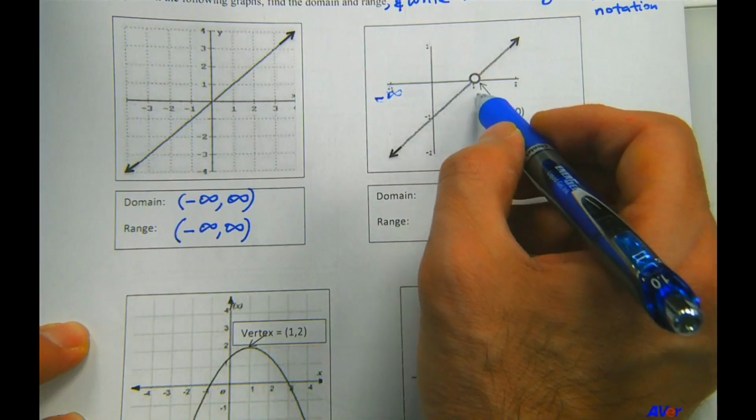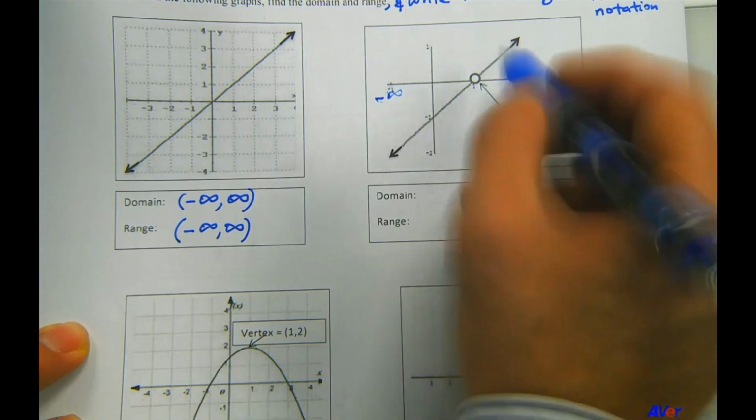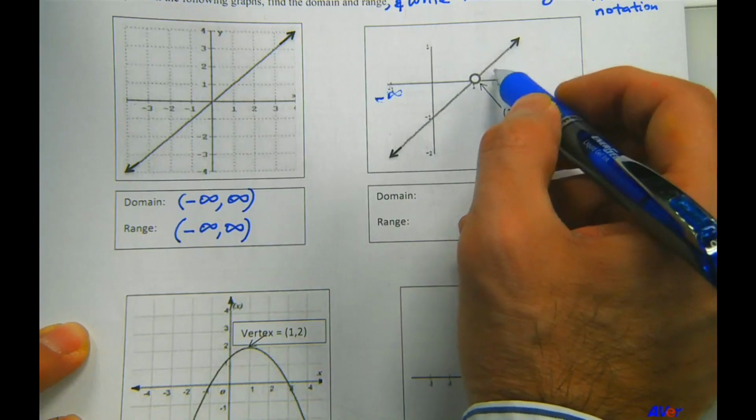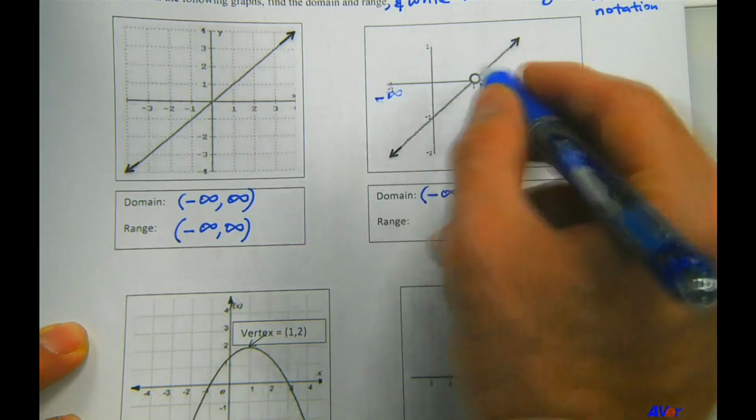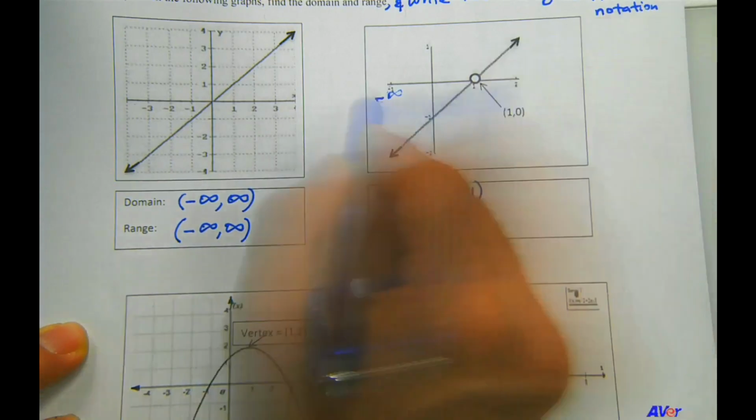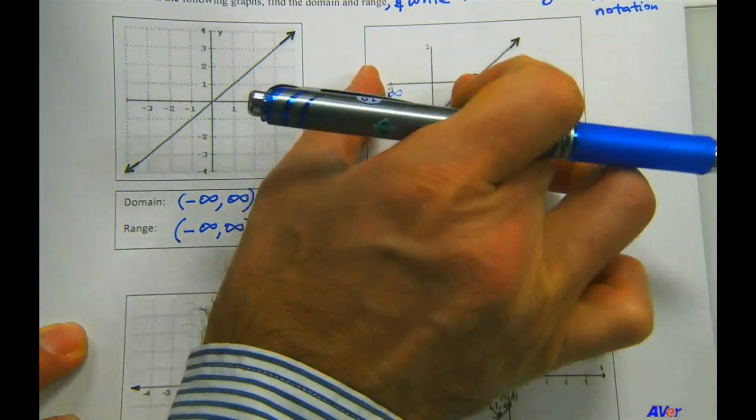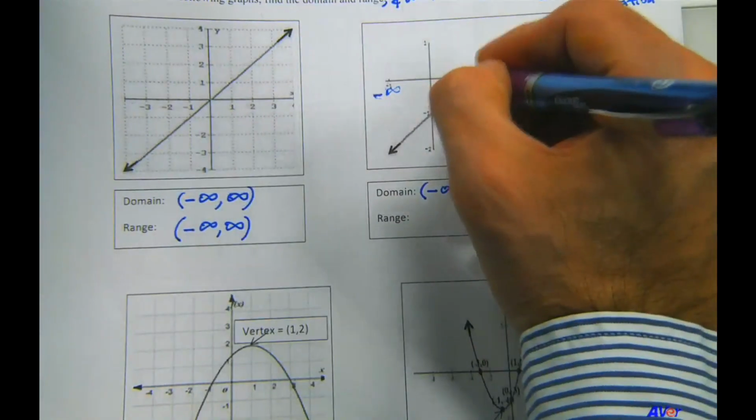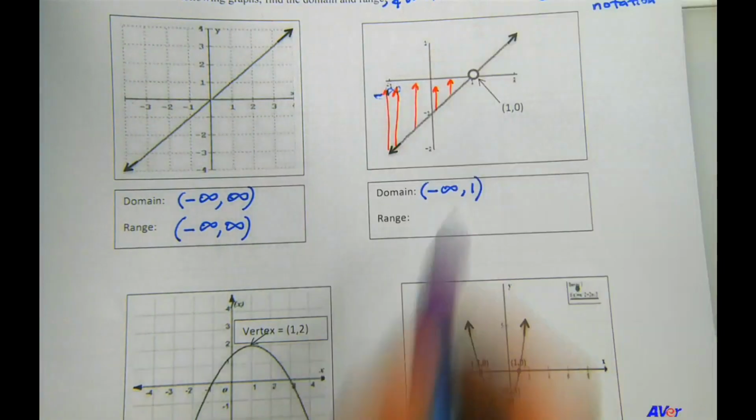So there's a restriction there. We cannot ignore that. There is a restriction at that point. But the graph continues after x equals 1, right? So the domain is negative infinity all the way to 1. Remember, force your eyes to look at the behavior with respect to the x-axis only. Look at the behavior here with respect to the x-axis, because we're looking at the domain.